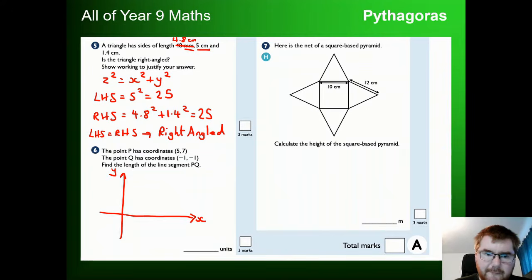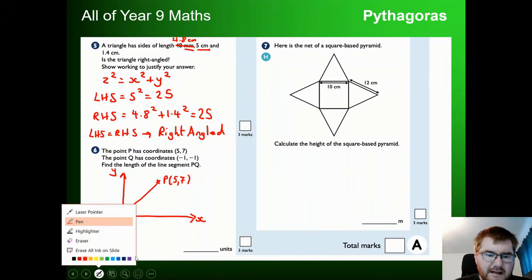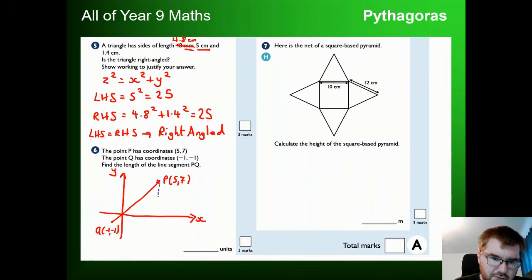So we're going 5, 7, so 5 along, 7 up. Let's pop that here. This is 5, 7, and Q is -1, -1. So let's pop that down here. Q -1, -1. And let's make this line segment between the two. Now, in order to actually use Pythagoras, we actually need to draw a triangle. So I'm going to draw in a fake triangle here, like so, to give us something to work with. The way we can actually work out the rise and run, if you remember the gradient section earlier, is by looking at the coordinates.